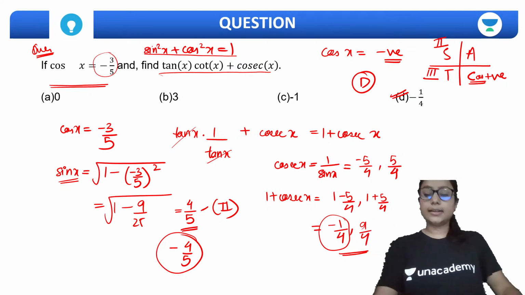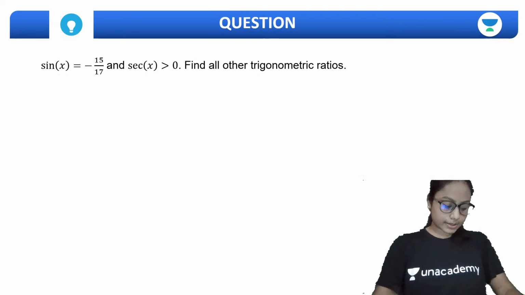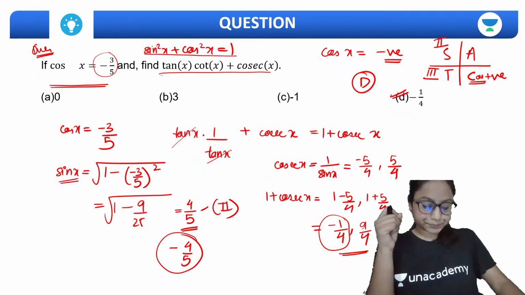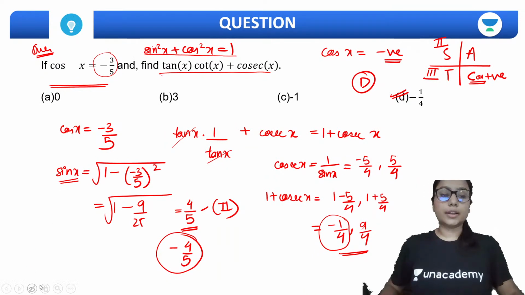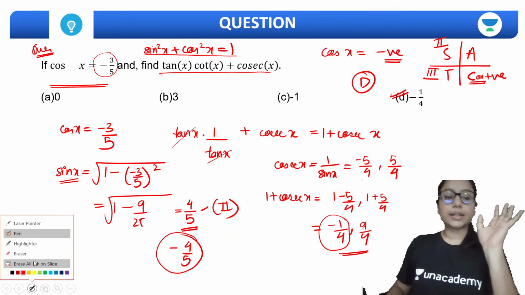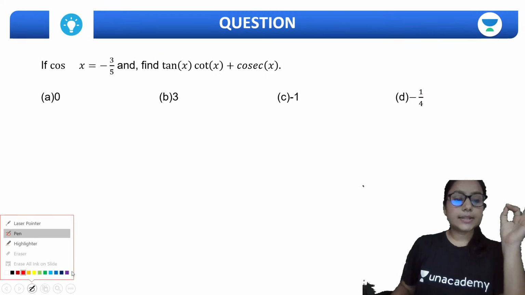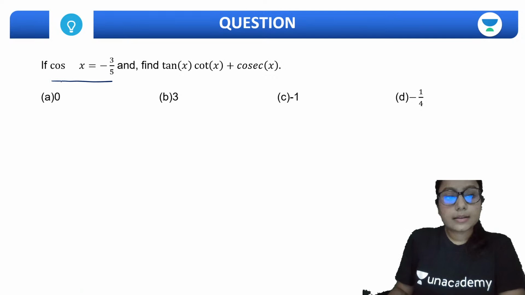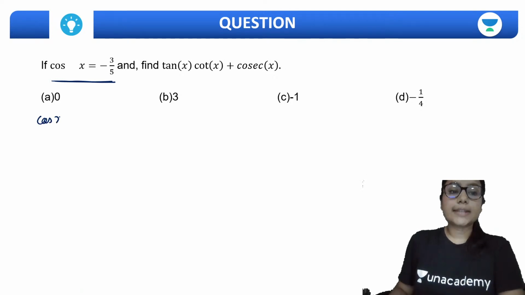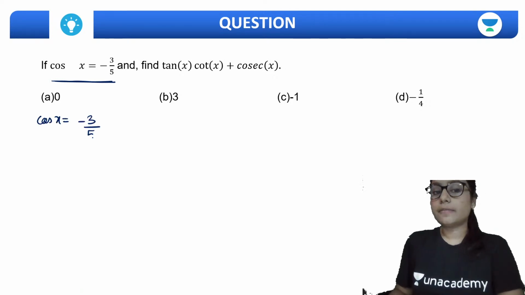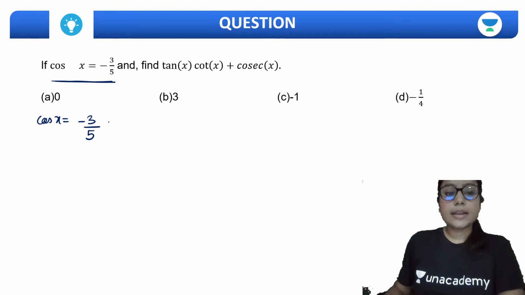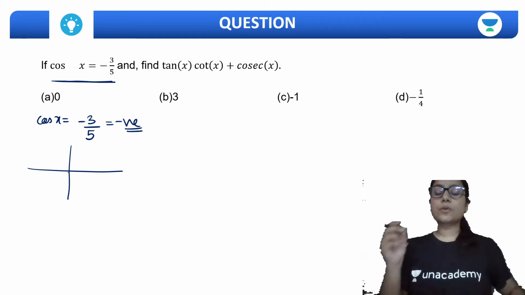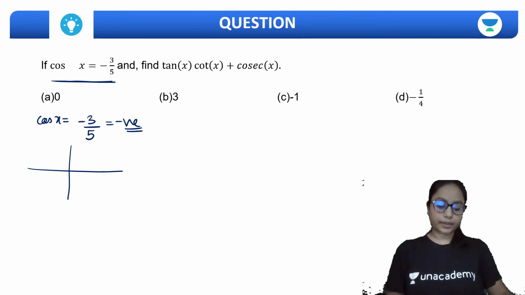Okay, correct. Let's move on. Okay. How you found out the quadrant? नहीं समझा? Okay. Let us do this question again. Let us do this from the beginning. Okay. See, what is the value of cos x here? It is minus 3 by 5. Please tell me, here this is a negative value. So cos की value किस quadrant में negative होती है?